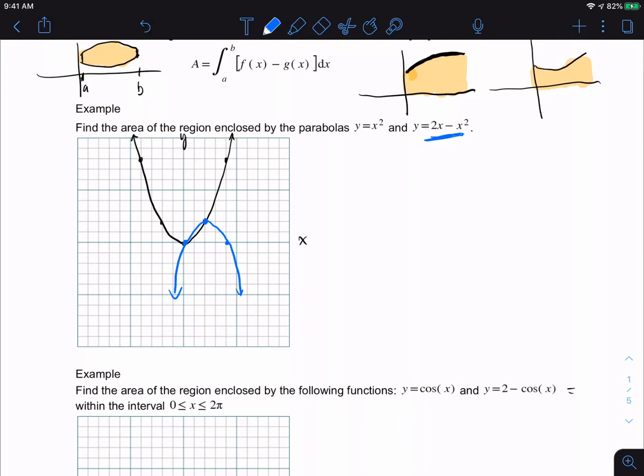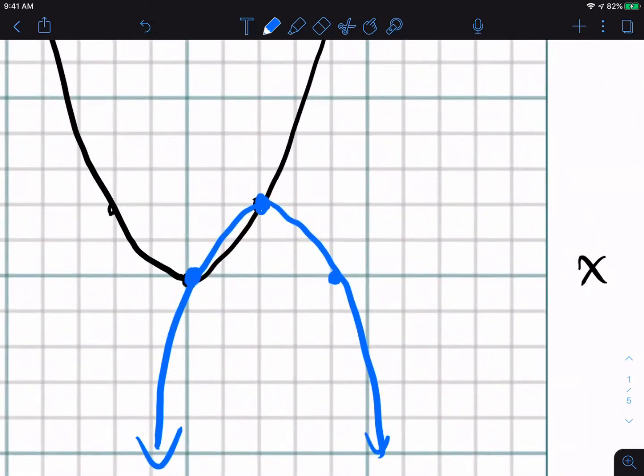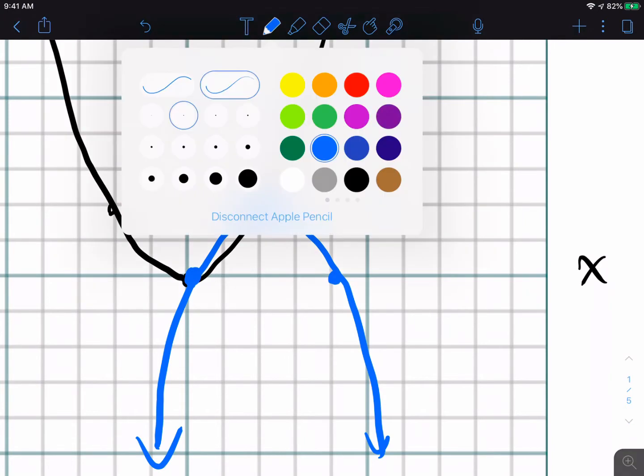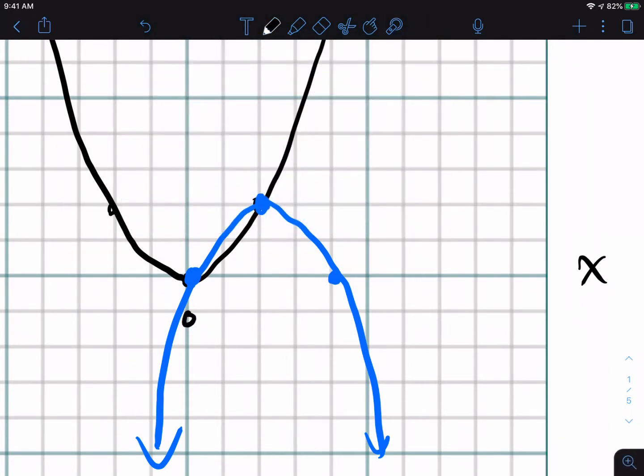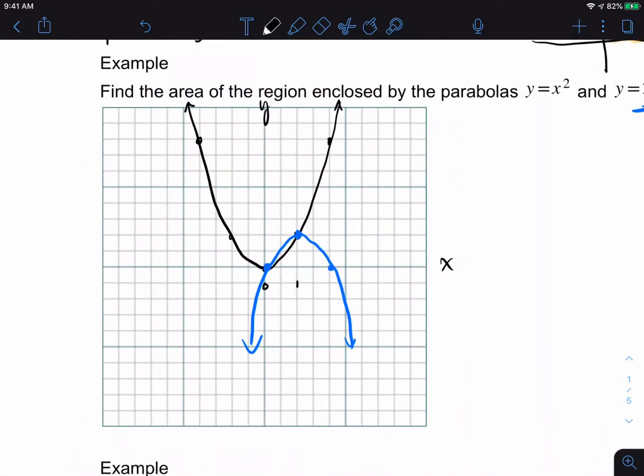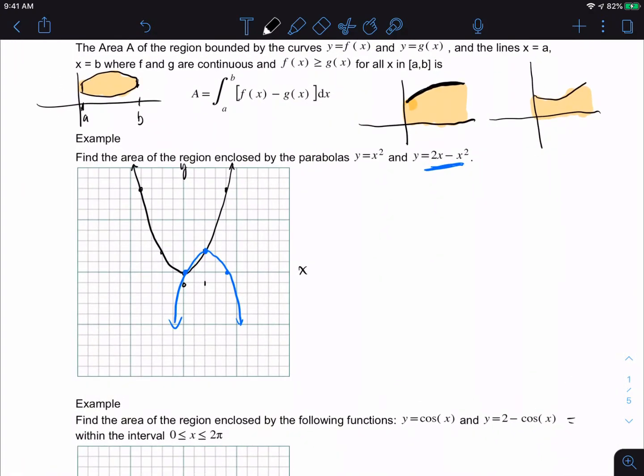Now, one thing I want to show you, and I'll zoom in on this so you guys can see. See how there's a gap between the two functions? That's the area that I'm looking to find. And so we can see that from 0 to 1 is the area that we're trying to find. So that's going to be our lower bound and upper bound. And then all we need to do is find the top function minus the bottom function. So that's the way that we do this.